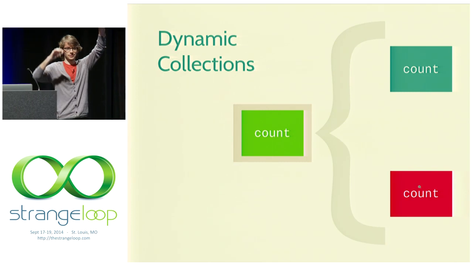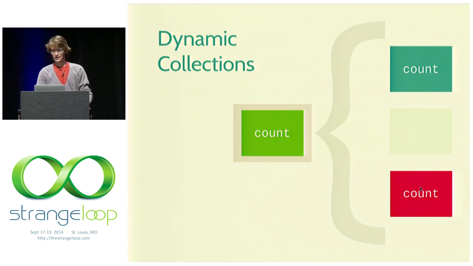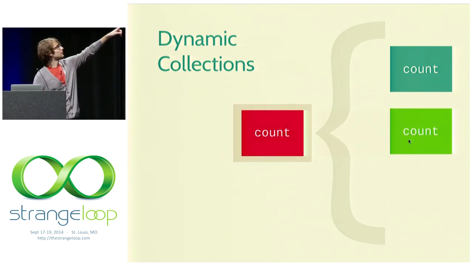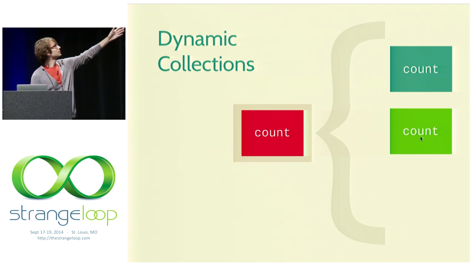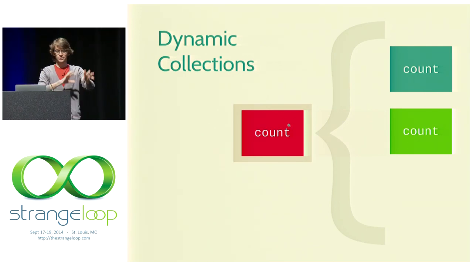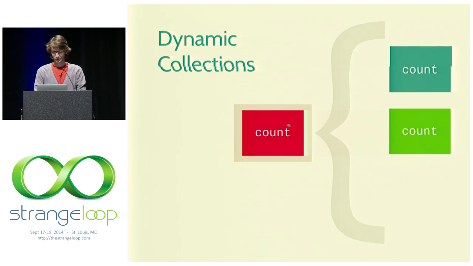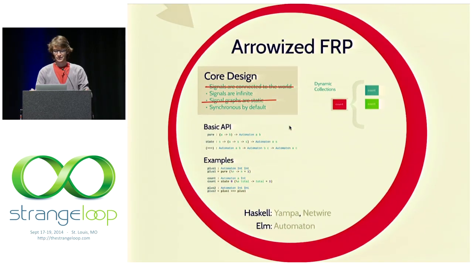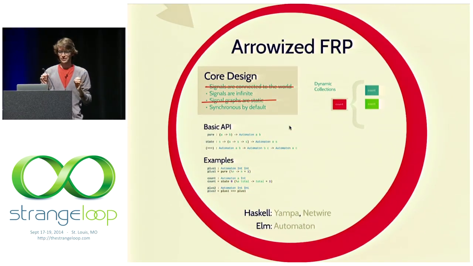So let's say I give this 3 events, 1, 2, 3, and then I switch again. So now I've got 5 in here, 3 in here, 0. And we can sort of switch this in really interesting ways. So this is kind of the key insight of arrowized FRP.